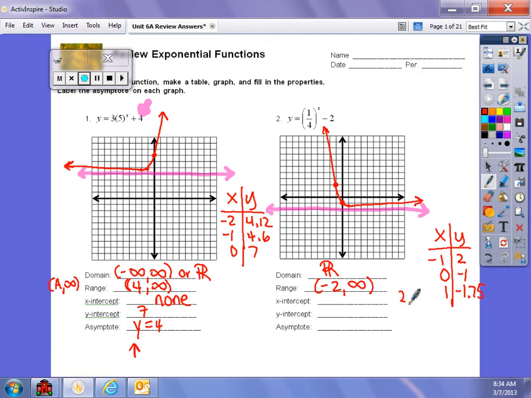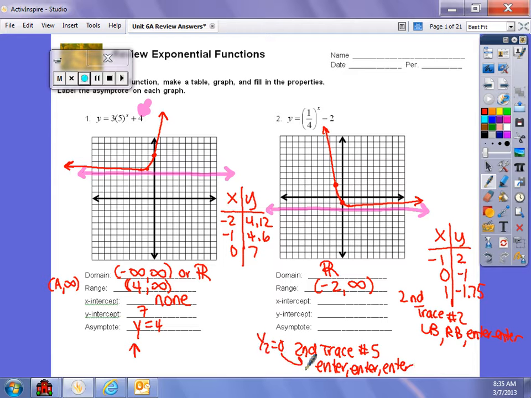The x-intercept, this is when you go to second trace, number 2, left bound, right bound, enter, enter. Or you can go to second trace, number 5, enter, enter, enter. But this is only if y2 equals 0. If you forget to do y2 equals 0, you can do it the other way. Both of them will give you the same answer, and that answer is -0.5. So it crosses the x-axis at -0.5, crosses the y-axis at -1, and the asymptote is y equals -2.